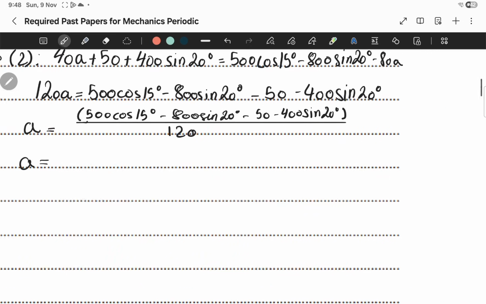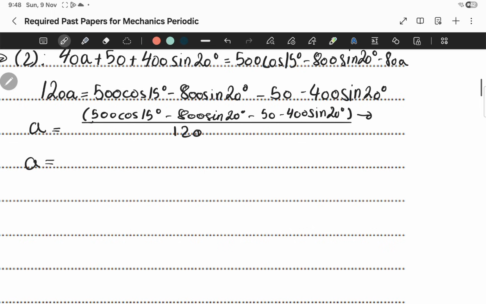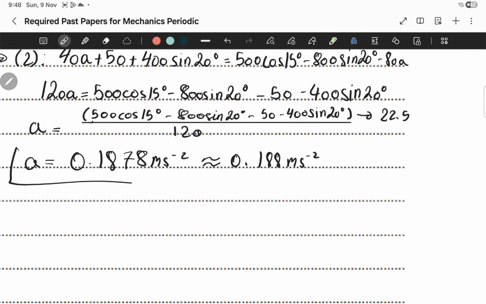But anyway, you solve for this part first. I solved for the numerator first after I paused the video. You get 22.5. Now divide 22.5 by 120. You'll get 0.1878 meters per second squared. You will round this to 0.188 meters per second squared, because they tell you to give your answer to 3 significant figures. Now this is the answer to the first part.